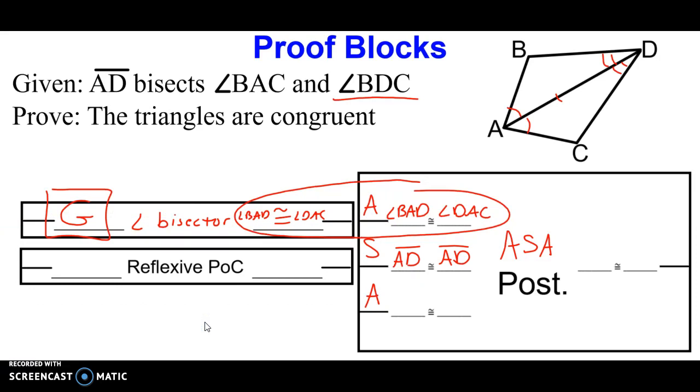Now, like I said, you don't need to really write it twice. Technically, it should say AD is congruent to AD on the left, AD is congruent to AD on the right. They plug into each other.